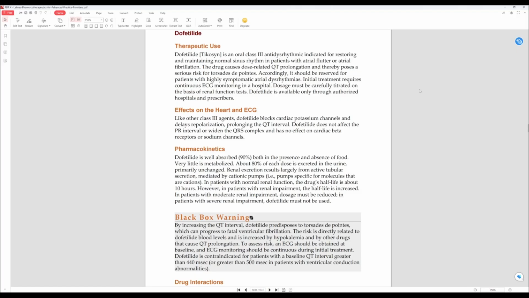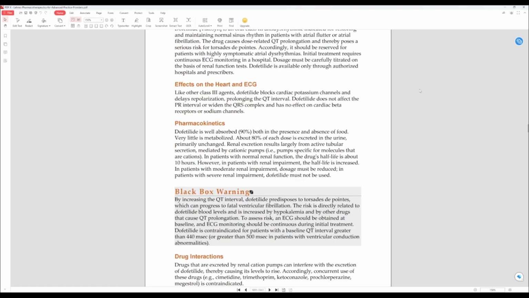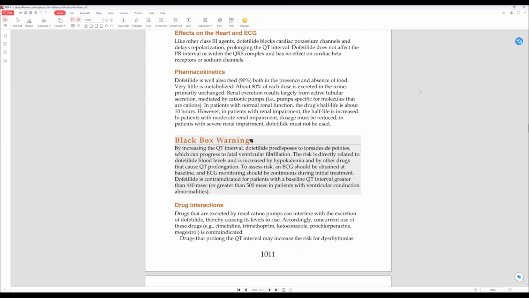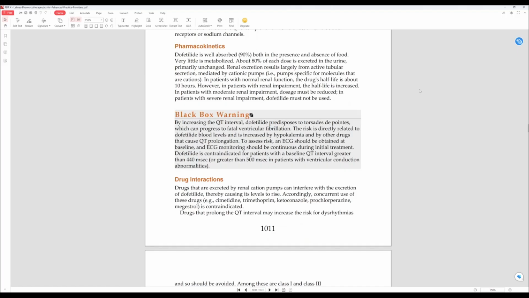Tikosyn is well absorbed, 90% both in the presence and absence of food. Very little, however, is metabolized. 80% of each dose is excreted in the urine, primarily unchanged. Renal excretion, again, results largely from the active tubular secretion mediated by cationic pumps. In patients with normal renal function, the drug's half-life is about 10 hours. However, in patients with renal impairment, the half-life is increased. In patients with moderate renal impairment, dosage must be reduced. In patients with severe renal impairment, Tikosyn must not be used.